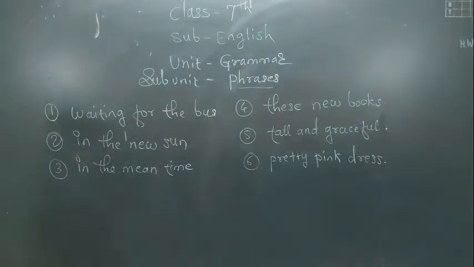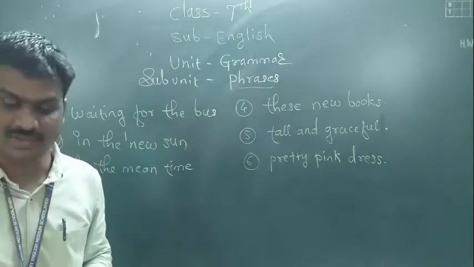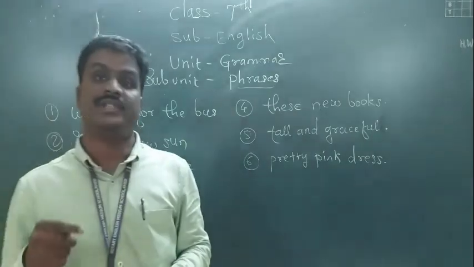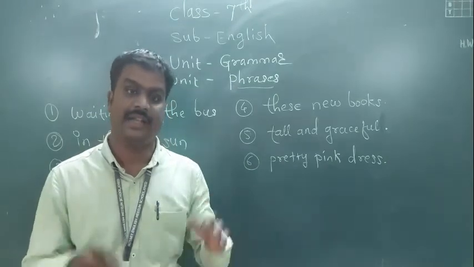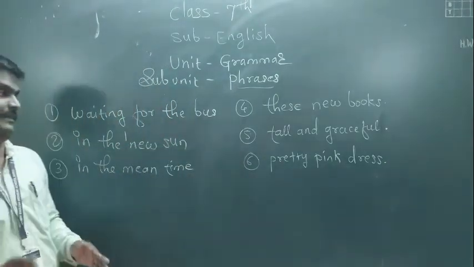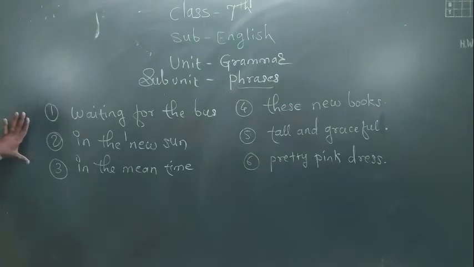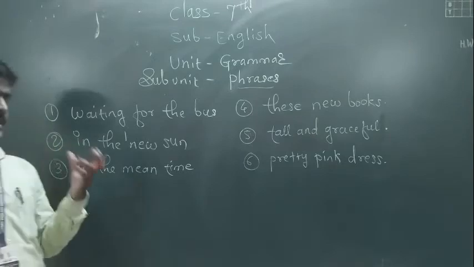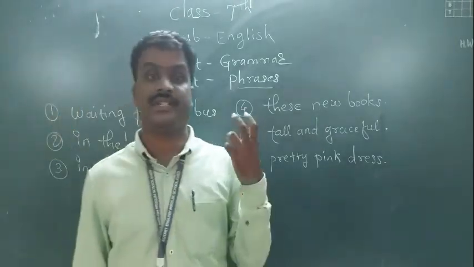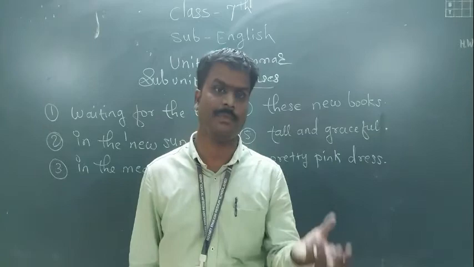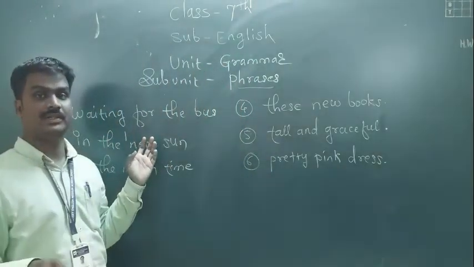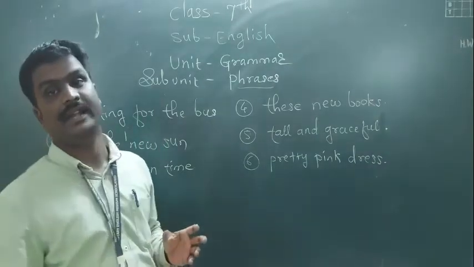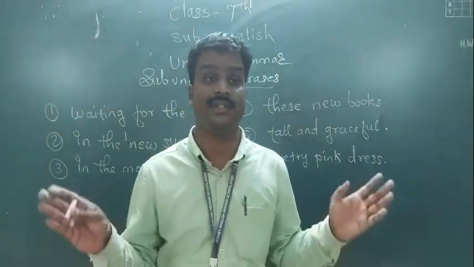So note down the definition. Phrase means what? A group of words which doesn't have a subject and finite verb, and it doesn't convey the proper meaning, the perfect sense. That's why it is called a phrase. So, understood what is meant by phrase? It doesn't convey the perfect meaning, and it doesn't have a subject and finite verb structure.